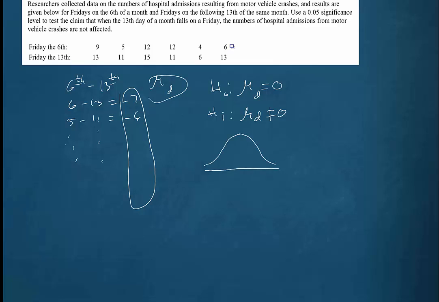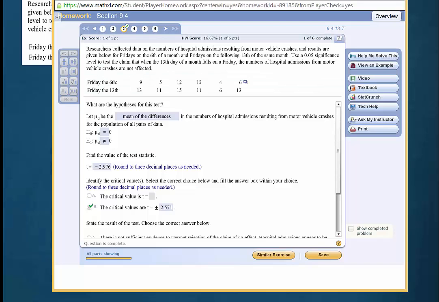So this would be a two-tailed test. And we're testing this at a 0.05 level of significance. So each tail would have 0.025. So we would need to come up with some critical t-values. We'd have a positive and a negative. Now we have 6 pairs of data, so there are 5 degrees of freedom.